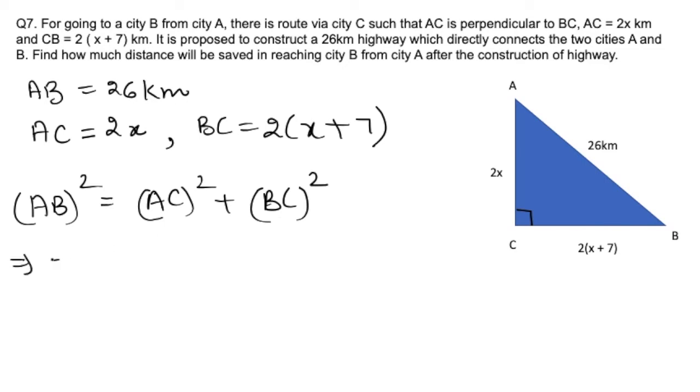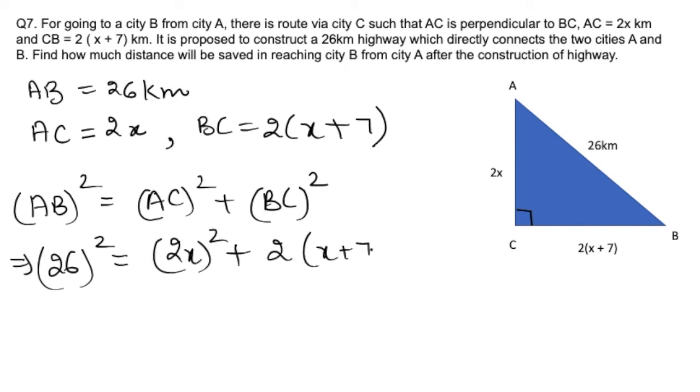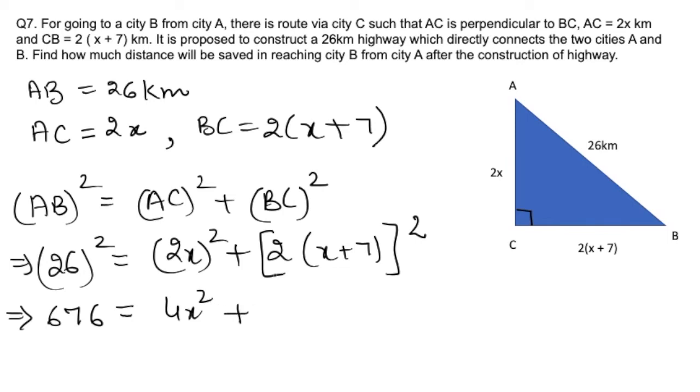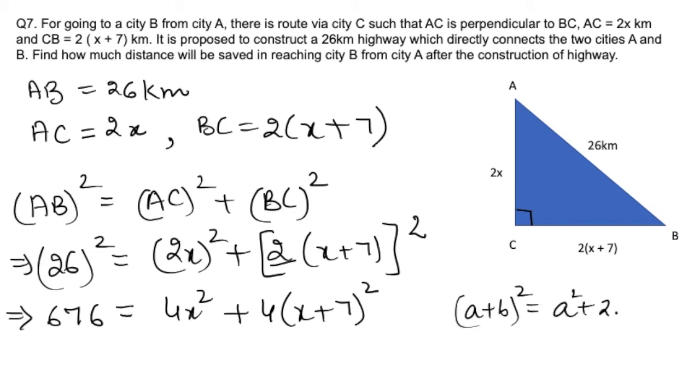Let's put the values. 26 whole square can be written as 2x whole square plus 2 bracket x plus 7 whole square. So please be very careful while solving this equation. We can also write this as 676 is equal to, when we take square of 2 and x, it becomes 4x square. Here when we take the square, 2 का square 4 हो जाएगा और x plus 7 का whole square हो जाएगा. So in this case we have to apply the identity. So if you remember, we use the identity a plus b whole square is equal to a square plus 2ab plus b square. So यही identity हम यहाँ use करने वाले हैं.